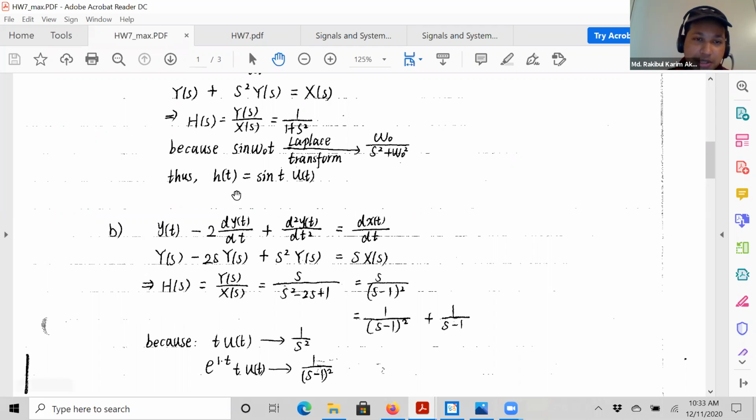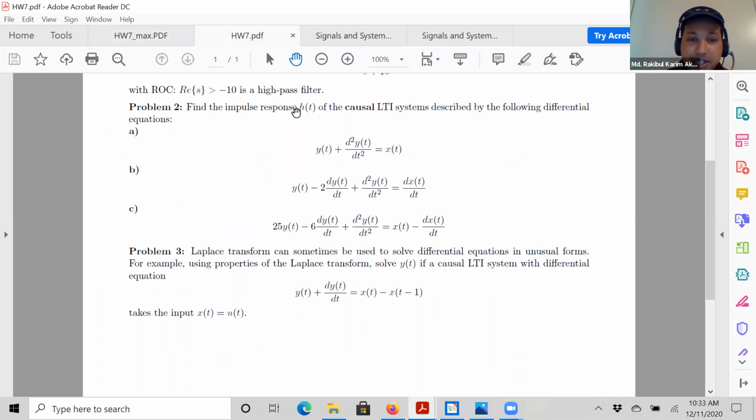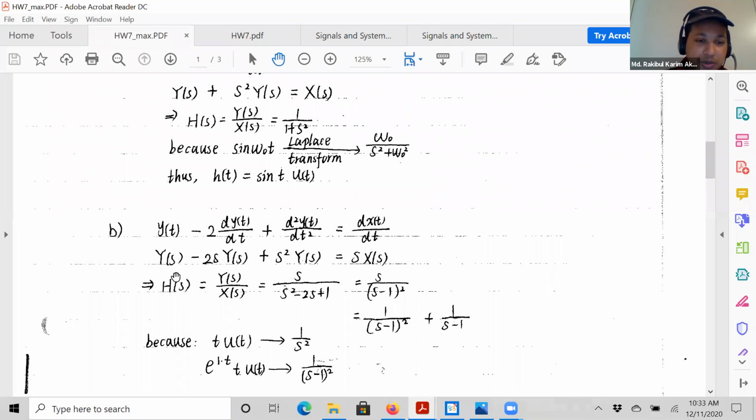Why do we always do that? Because we need the transfer function. Your question says, what is the transfer function h(t) in the time domain? So far you have found the transfer function in the s domain, or Laplace domain. Then we will find out what it is in the time domain.